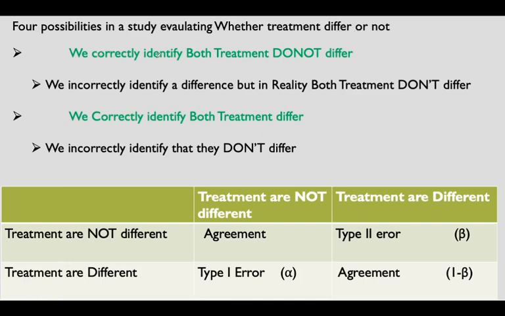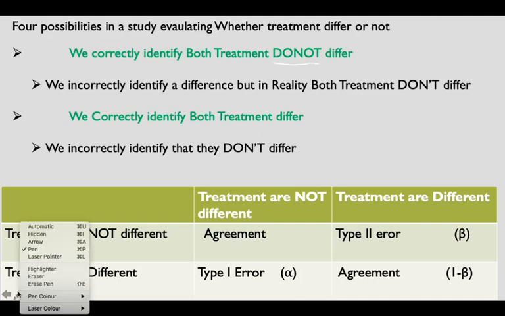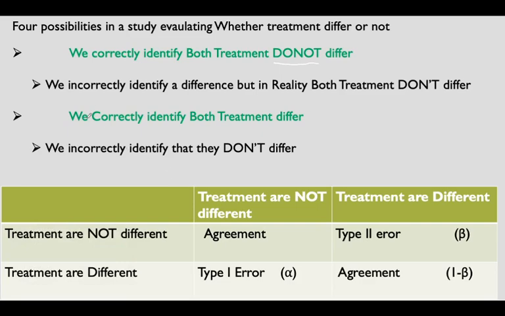So we correctly identify that both treatments, the new treatment as well as the already known treatment, don't differ. There is no difference between the newly established treatment and the prior one. Or there is a difference, and we correctly identify that both treatments differ. So these are the two correct findings which are going to be reported.